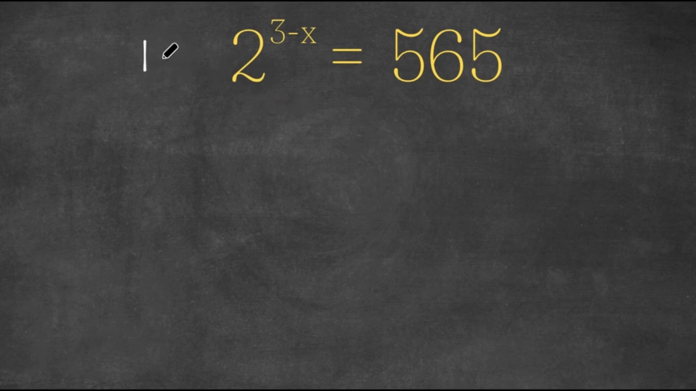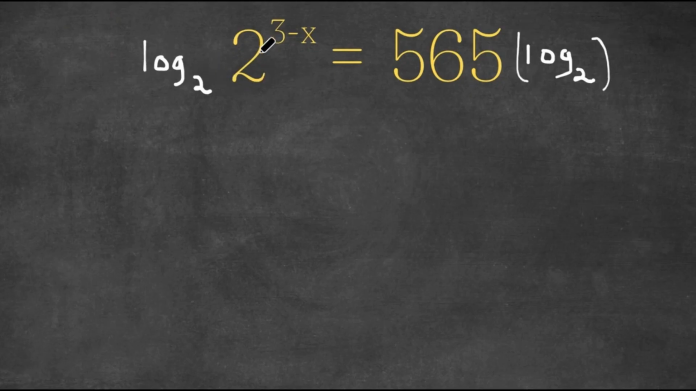So if I take the log of base 2 on both sides, then these two would cancel out because the log is the inverse of the exponent. On our left-hand side, I would simply have 3 minus x. And on the right-hand side, I would have log base 2 of 565.